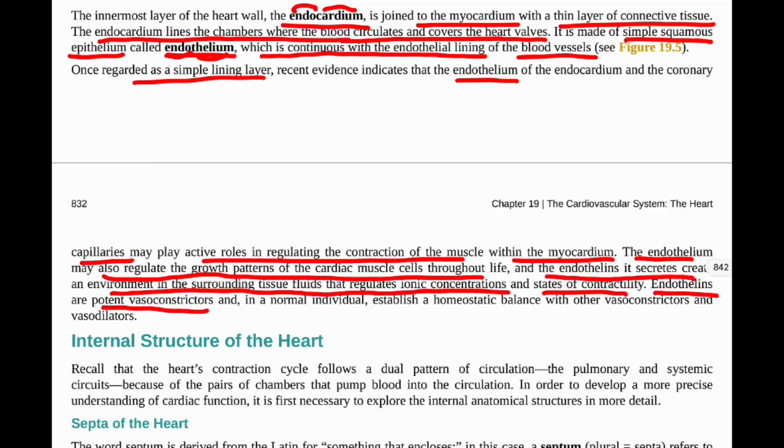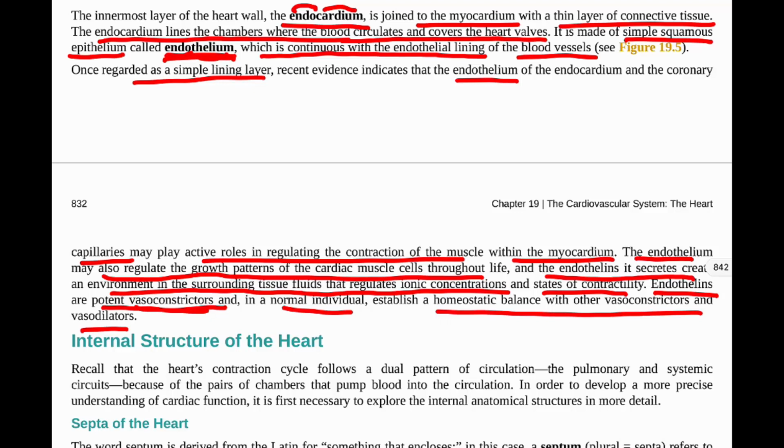And in a normal individual, they establish a homeostatic balance with other vasoconstrictors and vasodilators. So part of allowing the muscle to be pulled in. So these endothelins are secreted, perhaps by this endothelium. So the endothelium secretes these endothelins, which makes the muscle cells contract. That's a vasoconstrictor, so it allows it to get smaller.